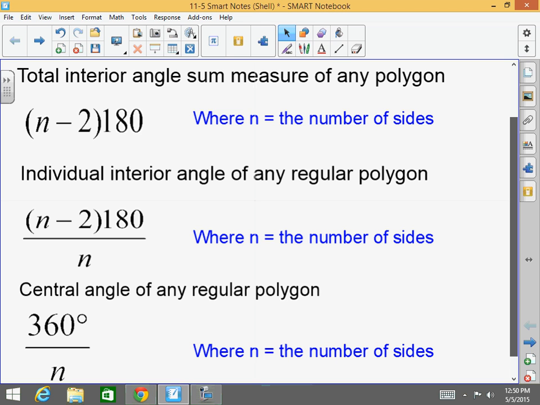Just like I told you guys, you need to know the 30, 60, 90 and the 45, 45, 90. Well, you also need to know this. You're going to need to know both in this section, my friends, both. You're going to have to know the 30, 60, 90 triangles backwards and forwards, and the 45, 45, 90 triangle backwards and forwards, and these equations here.